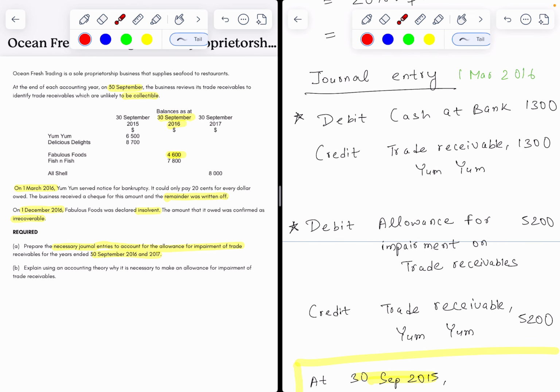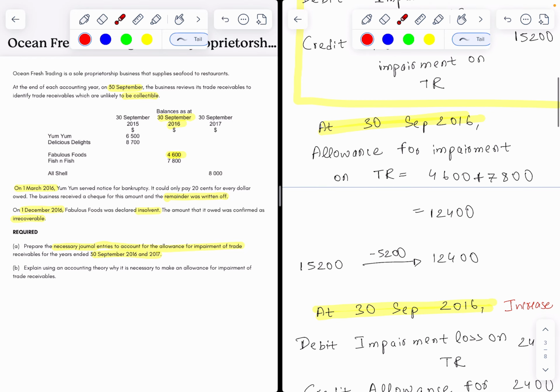All right. So what about the end of the year at 30 September 2016? At 30 September 2016, we are given two new customers, Fabulous Foods and Fish and Fish. And altogether, they owe us $12,400. So this is the new balance that we must have at 30 September 2016 for allowance for impairment on trade receivables, this account which reflects the unlikely collectible amounts, okay?